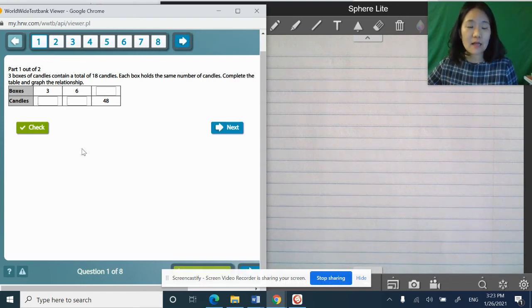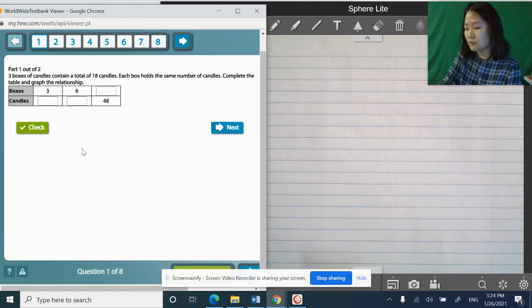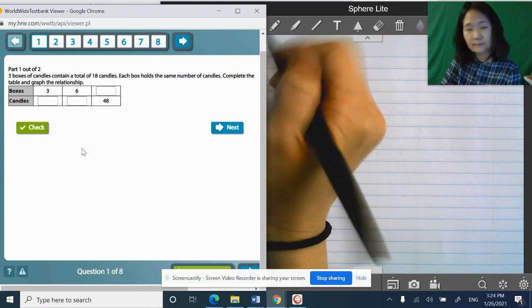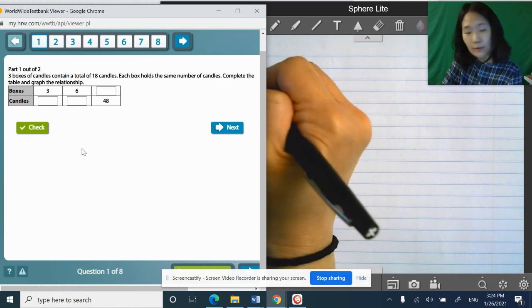It says three boxes of candles contain a total of 18 candles. Each box holds the same number of candles. Complete the table and graph the relationships. So I don't see any graph, so I'm guessing that it comes on the second part. So number one, for the first part, I'm gonna go ahead and make the table.